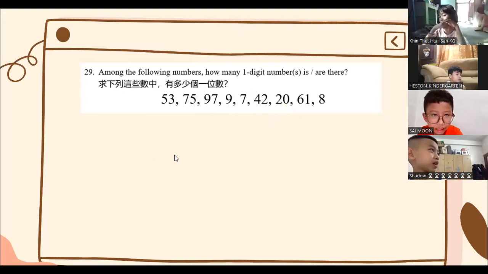So you ask how many numbers. Of course, you are very welcome.